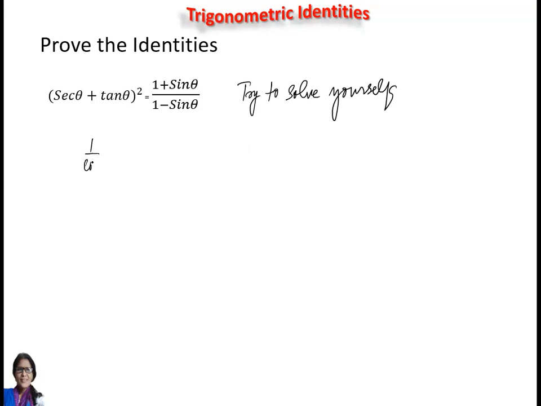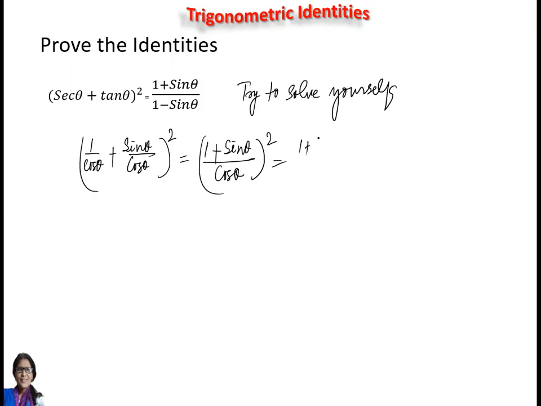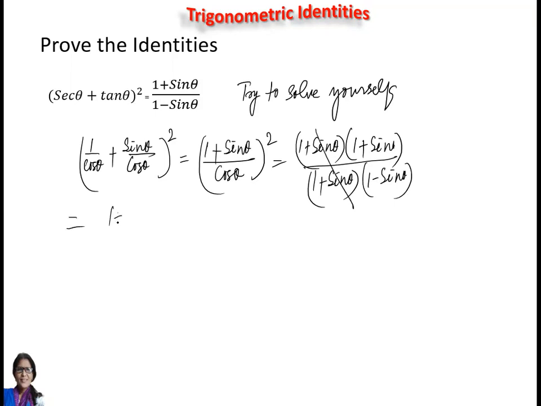So it will be 1 by cos theta plus sin theta by cos theta, whole square. Pause the video, then only you check the answer. 1 plus sin theta upon cos theta, whole square. This will be 1 plus sin theta into 1 plus sin theta, over 1 plus sin theta into 1 minus sin theta. So the answer is 1 plus sin theta by 1 minus sin theta. This is equal to RHS.